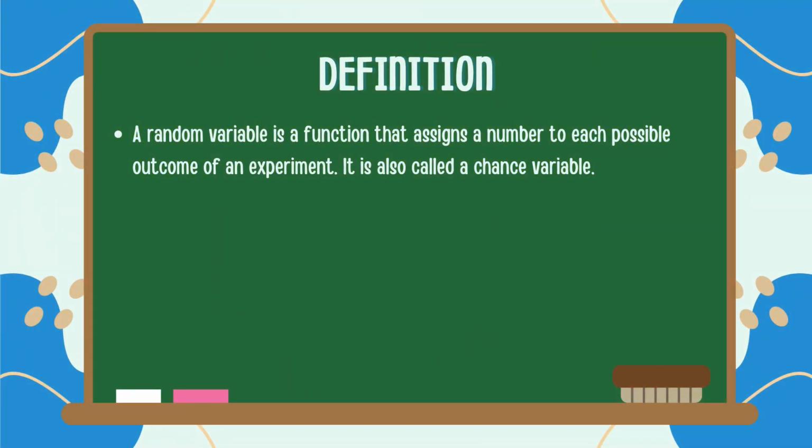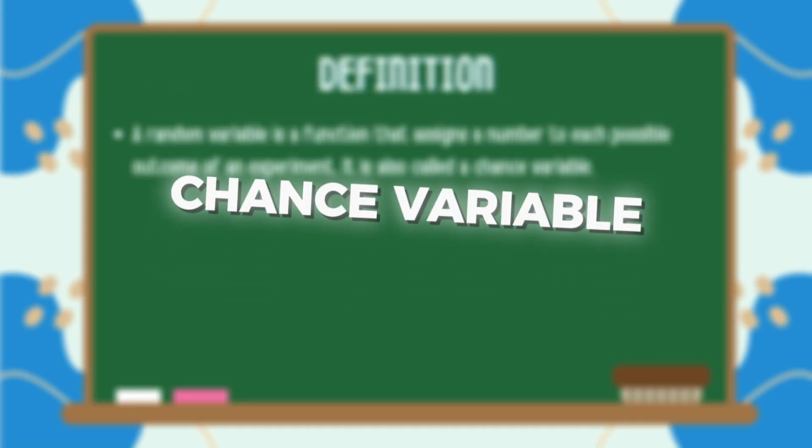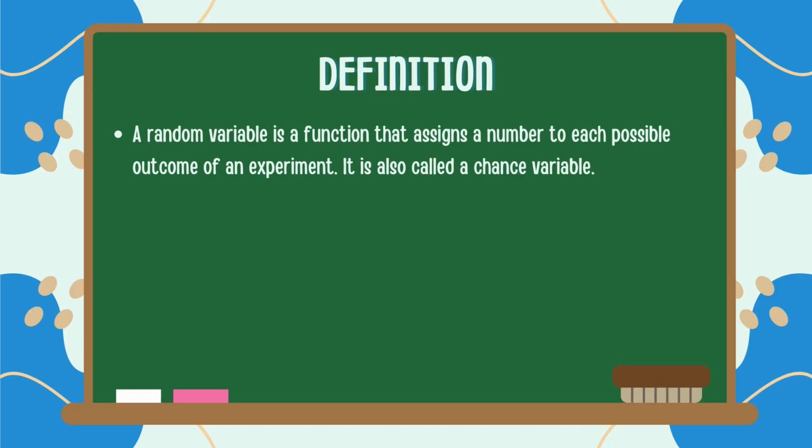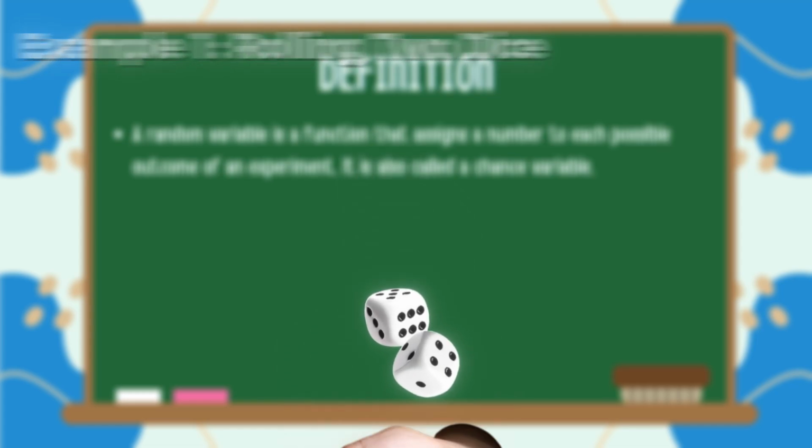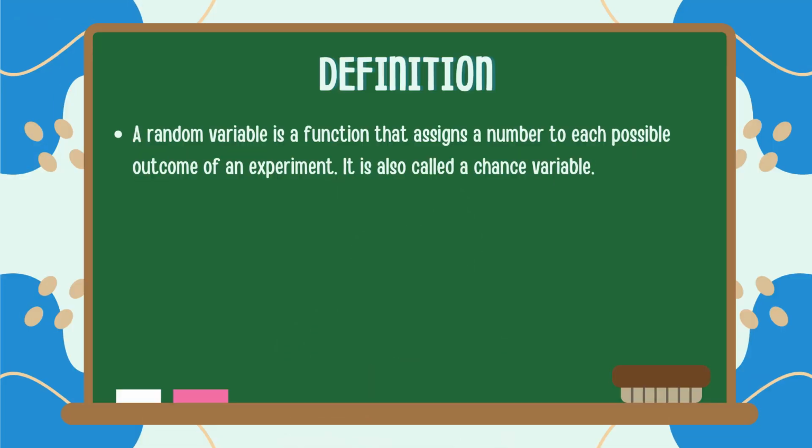A random variable is a function that assigns a number to each possible outcome of an experiment. It is also called a chance variable. To make this clearer, imagine you're playing a game where you don't know what will happen. A random variable is a number that represents the different possible outcomes of that game.